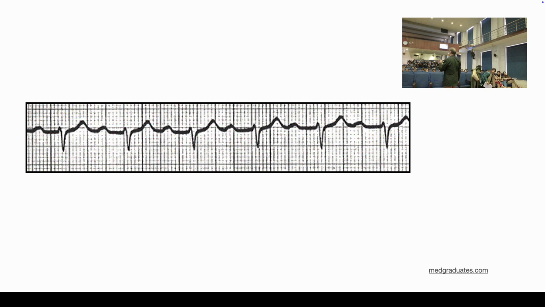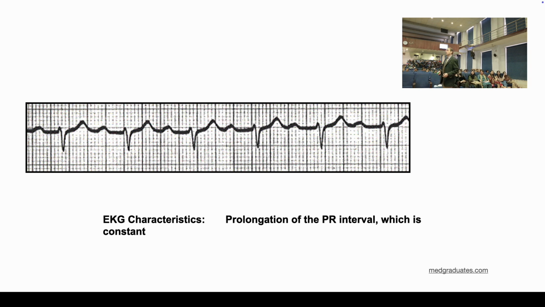The person is normal, is not a patient. It's perfectly normal. What do you see in this ECG? Anybody? You think the T wave is prominent? I think this is a normal T wave, perfectly normal T wave. What you see is a very long PR interval. So there is prolonged PR interval which is constant, it's not changing.